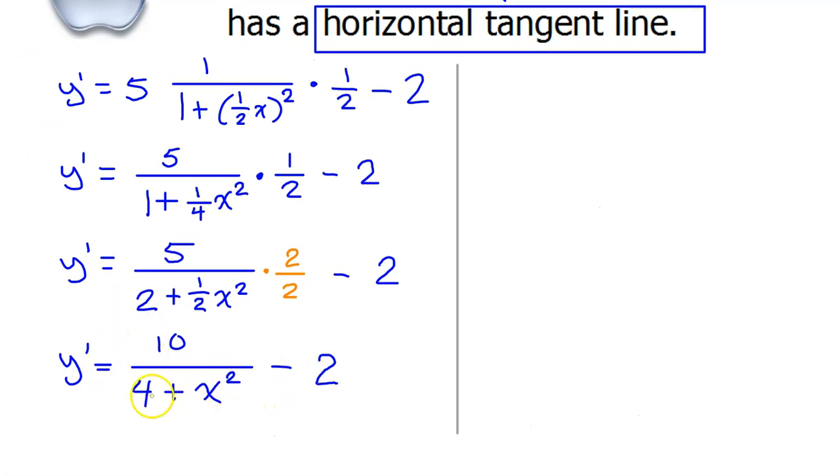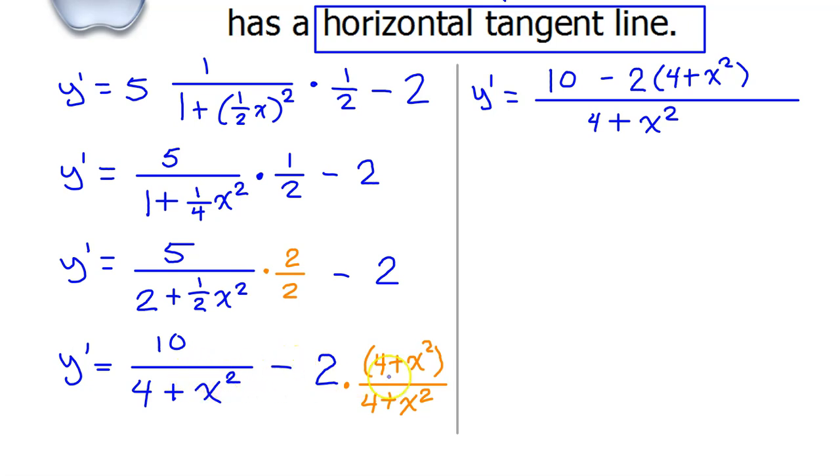We need to continue to simplify this expression by making all of this into one fraction. We can do that by making like denominators between the 2 and the rest of it. So let's multiply by 4 plus x squared over 4 plus x squared. We can now combine these over the common denominator of 4 plus x squared.